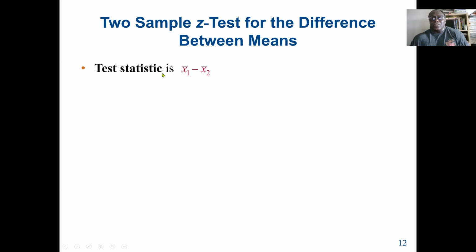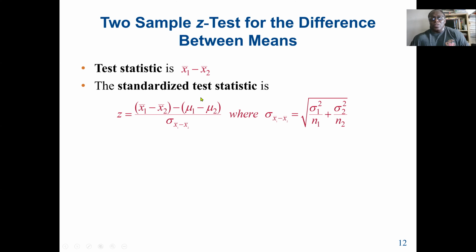Next, the test statistic will be, as we said, the difference of the first sample mean and the second sample mean. So for the standardized test statistic, again, a new formula here. The Z will be the difference of the first sample mean and the second sample mean, minus the difference of the first population mean and the second population mean, divided by the standard deviation of x̄1 minus x̄2, which is the formula we previously went through. This is called the standard error.